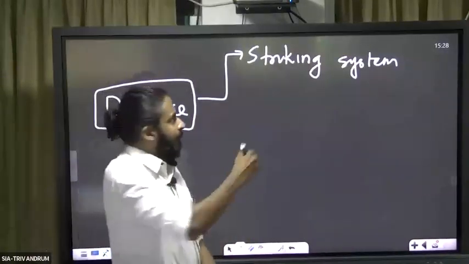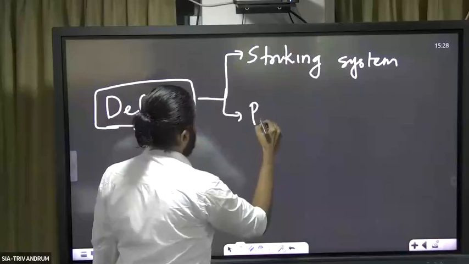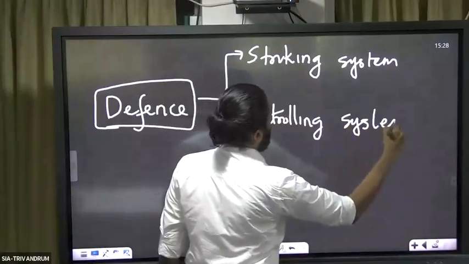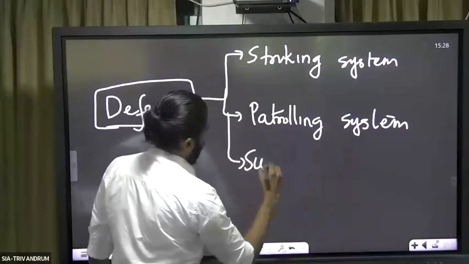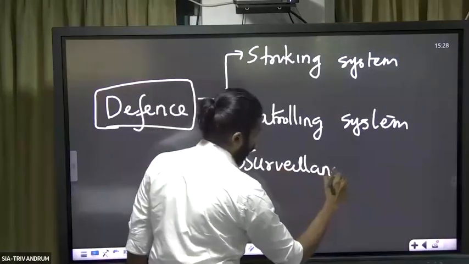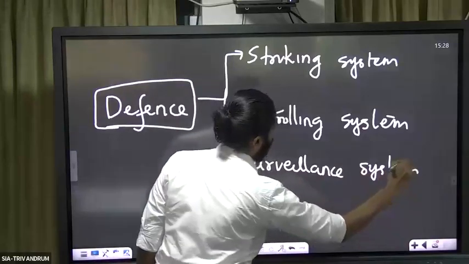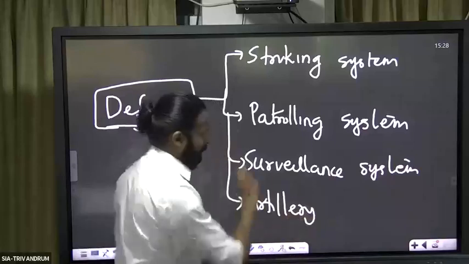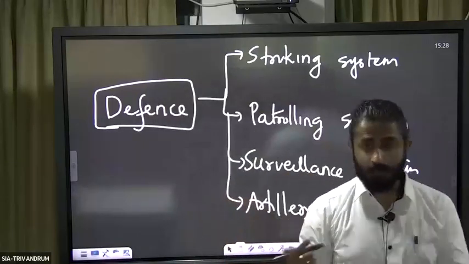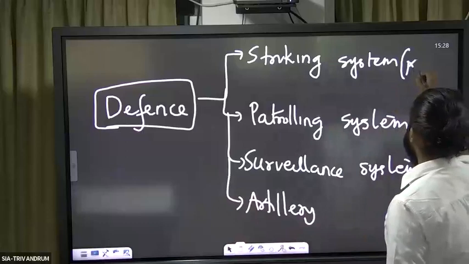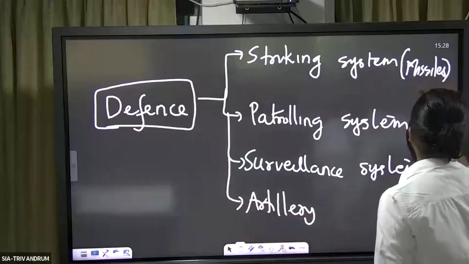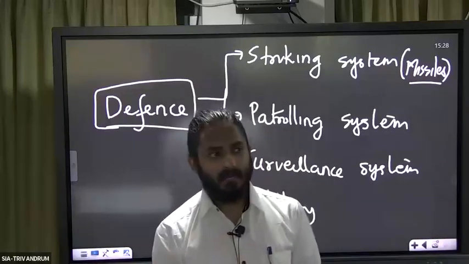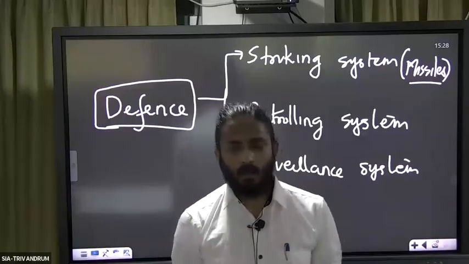I'll discuss some current affairs in all this. Then we have the patrolling system, and we have the surveillance system. Then you should be prepared about the artillery. So a question will come from any one of these. What is the striking system? Nothing but the missiles. So all types of missiles should be prepared: ballistic missile, cruise missile, anti-ballistic missile, anti-cruise missiles. You should be thorough with all this.